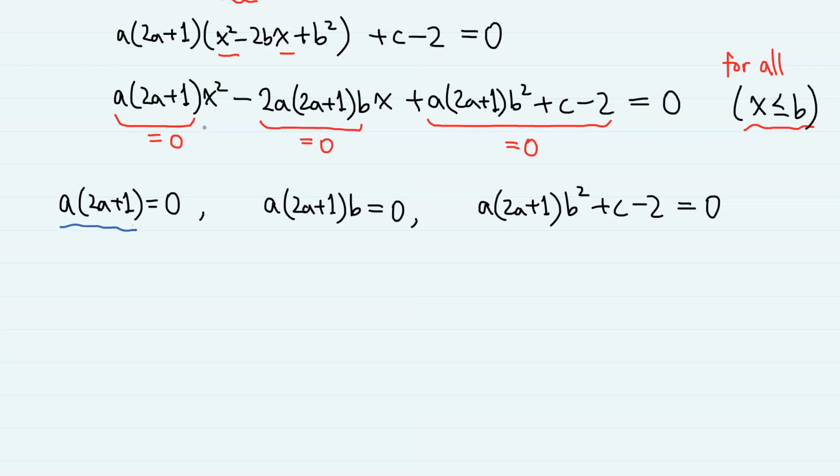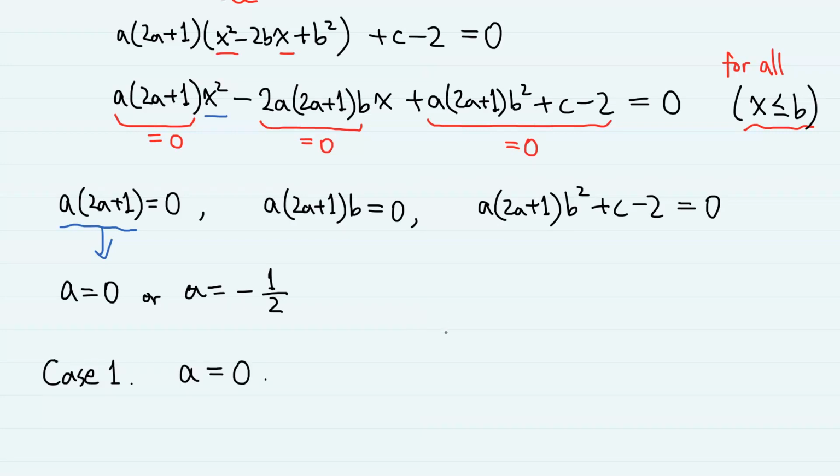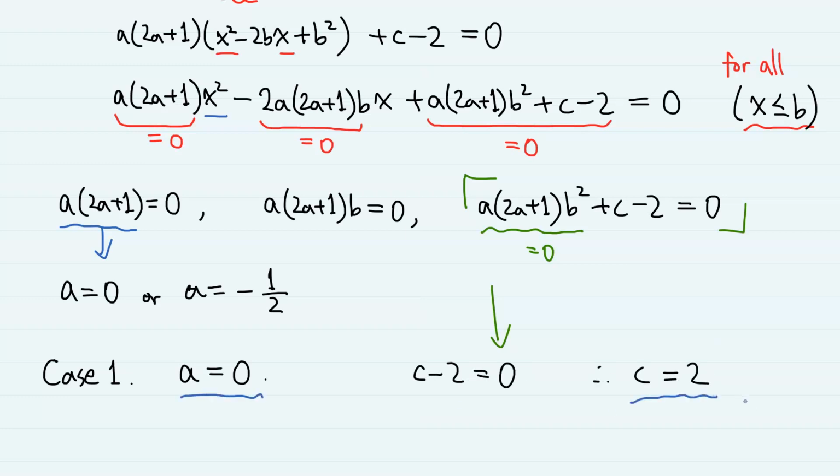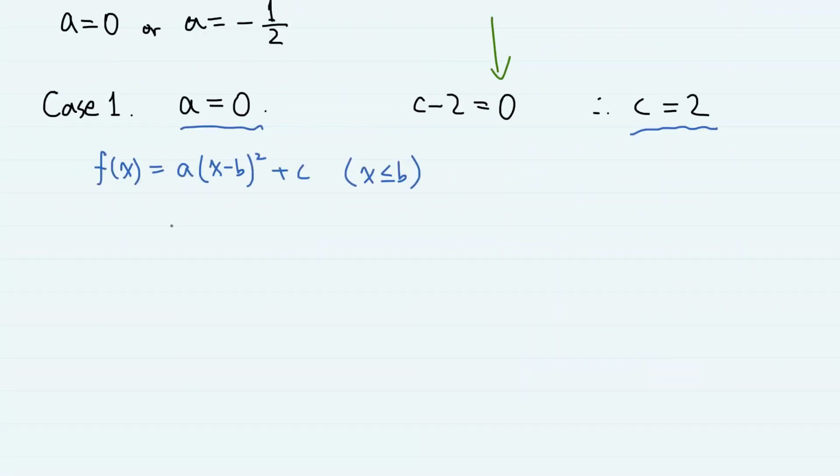From the first one, the coefficient of x squared, we have a equals 0 or a equals minus 1 over 2. So which is the valid one? Well, we have to check. In the first case, when a equals 0, then from the constant term, this entire part becomes 0. So we have c minus 2 equals 0, therefore c equals 2. So the values of a and c are determined. Then since a is 0, this part becomes 0. Therefore we have f(x) equals c, which is 2, when x is less than or equal to b.